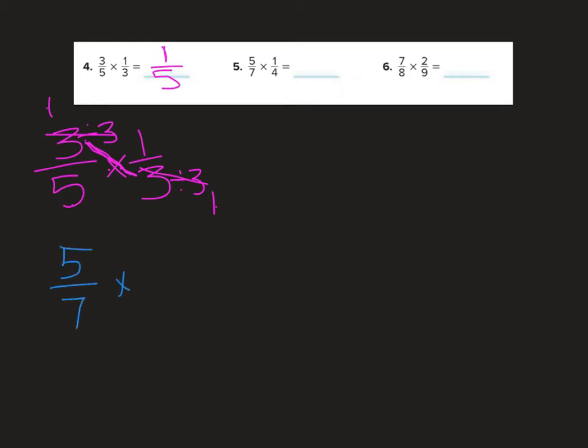Next one. 5/7 times 1/4, making that kind of bow tie motion with my pen, and I do not see anything I can simplify, so I'm going to multiply numerators. 5 times 1 is 5, and 7 times 4 is 28. So 5/28 is what my answer would be.